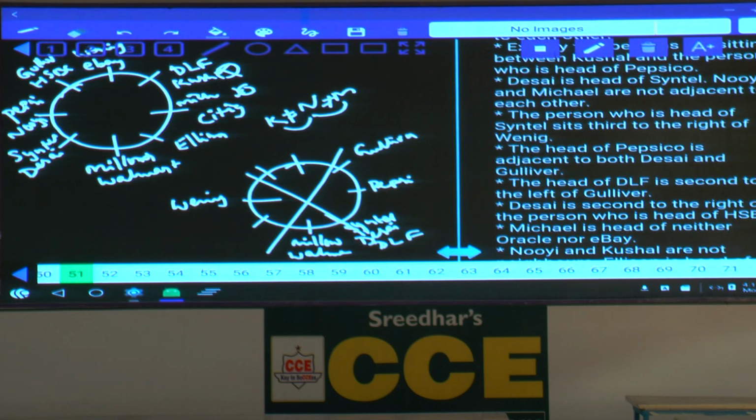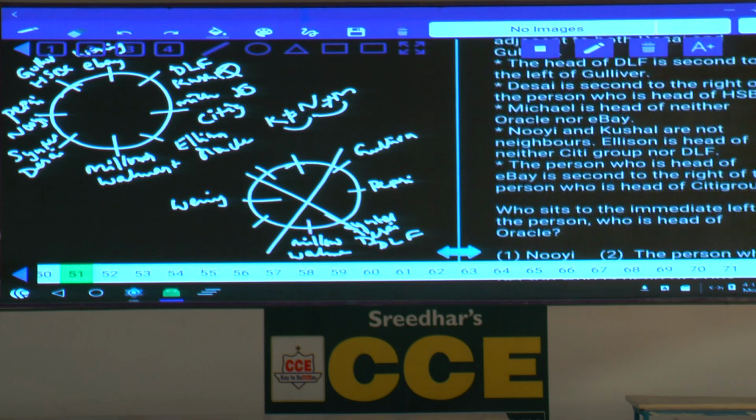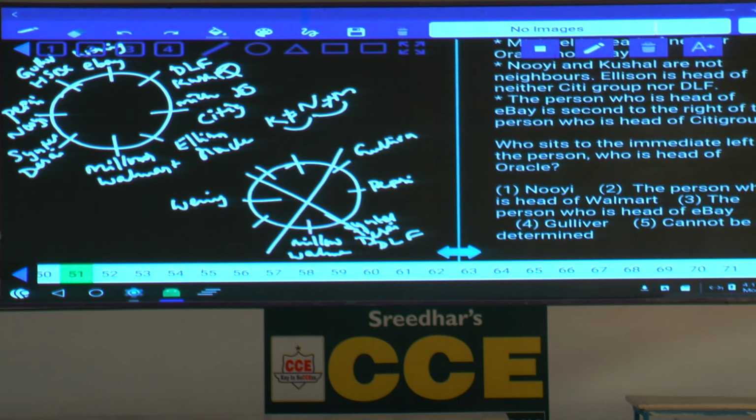This is how these 8 persons are seated around the circular table, heading 8 different companies. Then what is the company left over here? Oracle is the company left over, and this Ellison is Oracle. Now write down this arrangement. Then who sits to the immediate left of the person who is the head of Oracle? The person who is the head of Walmart, that is choice 2.